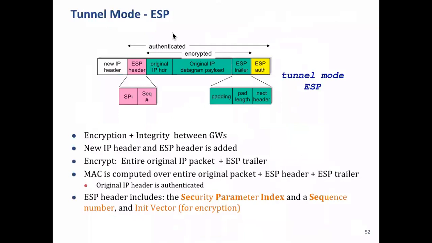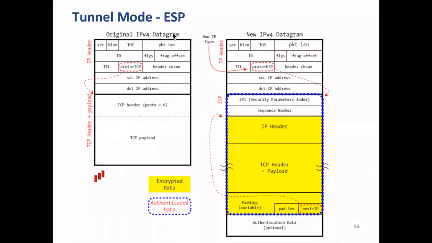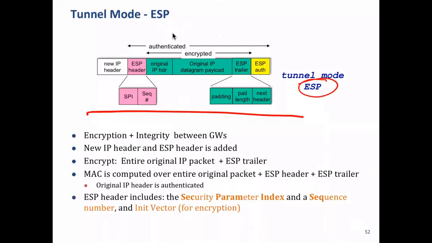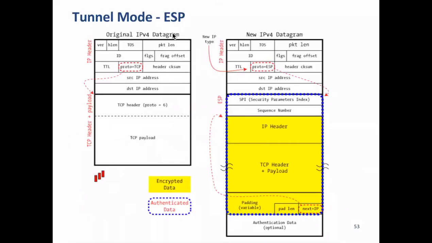This is what we call tunnel mode. So we have seen the ESP protocol working with tunnel mode, and this is the format. Earlier we also discussed the same thing. Now if you look at how the inner packet, the original packet, gets encapsulated, it is seen here. So this is the original packet.